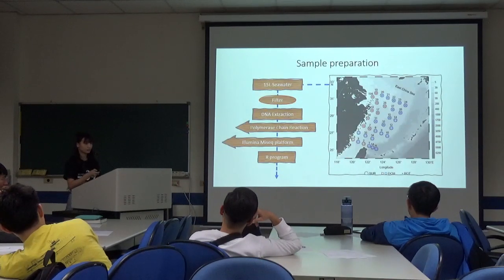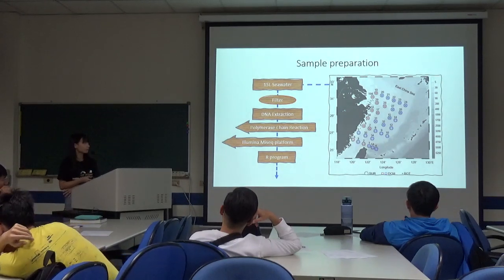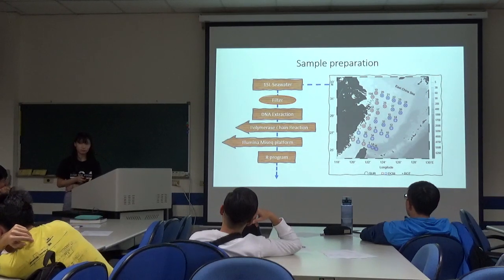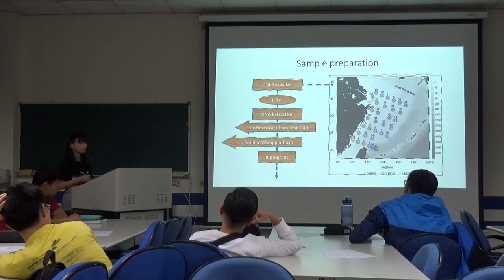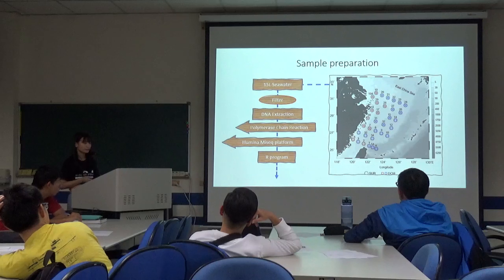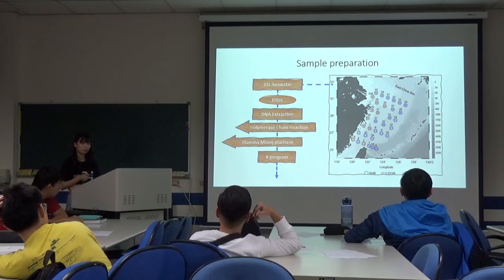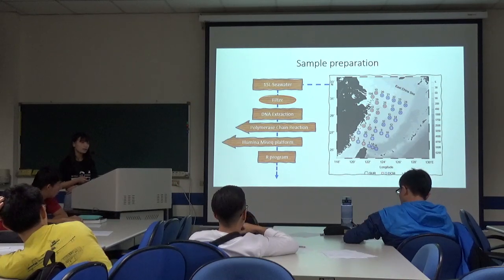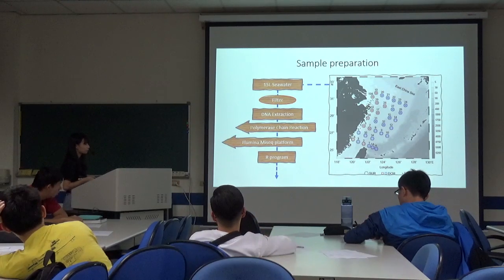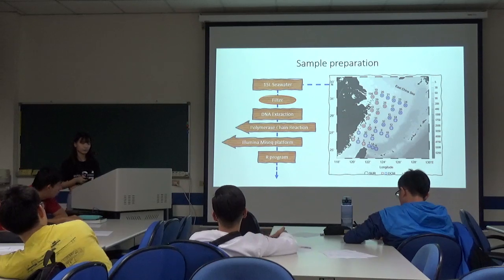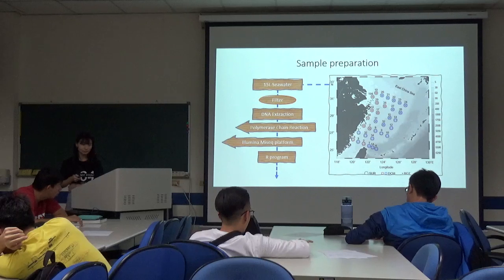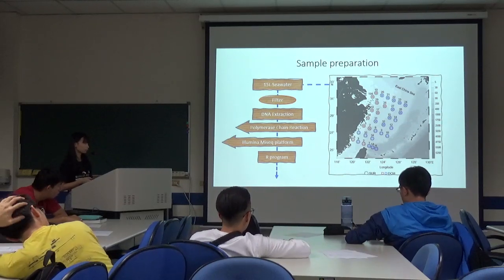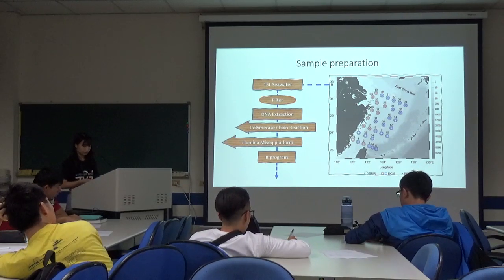For sample preparation, we first get 15 liters of seawater, and then we filter it. Then we do DNA extraction to get microbial DNA. Then we do polymerase chain reactions, PCR, to amplify the DNA sequence. Then we send it to the Illumina MiSeq platform to get the DNA sequence. And when the data is sent back to us, we use our program to do further analysis.